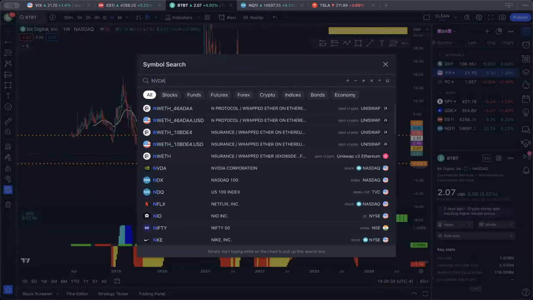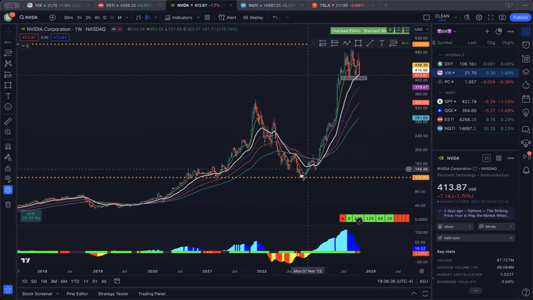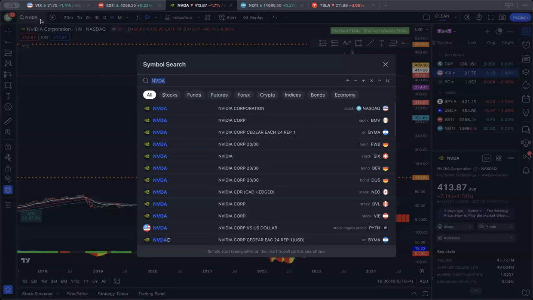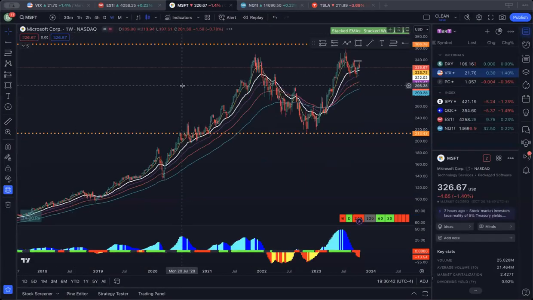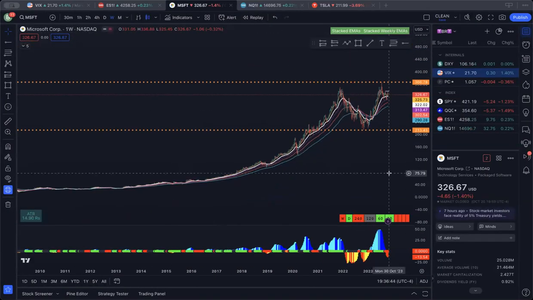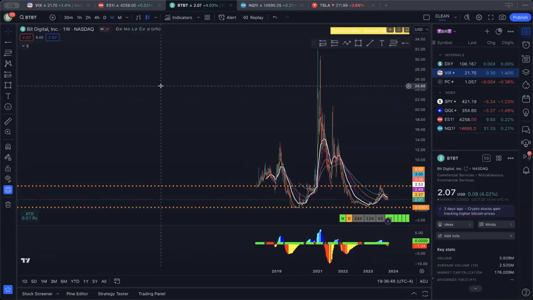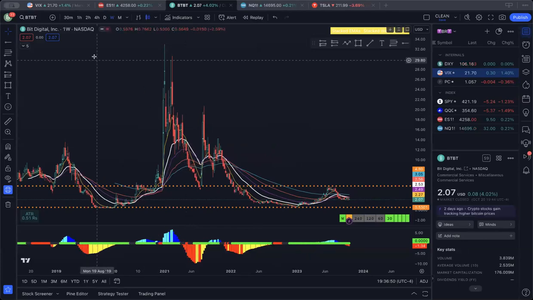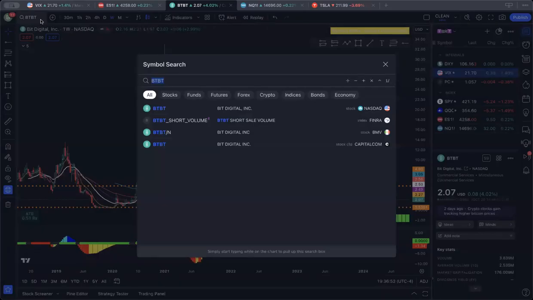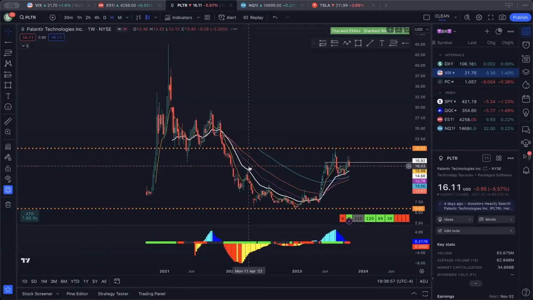Would you rather be long this or something like this where it's in a clear uptrend? You know what I mean? Or like this, Microsoft. Would you rather invest in something that's like this or that? You know what I mean? Google, I don't think I'm going to touch that one just because earnings are coming up. I'd rather play the indexes.